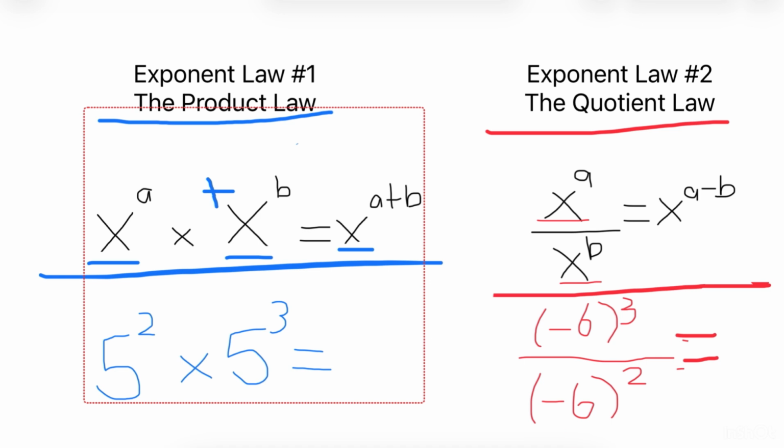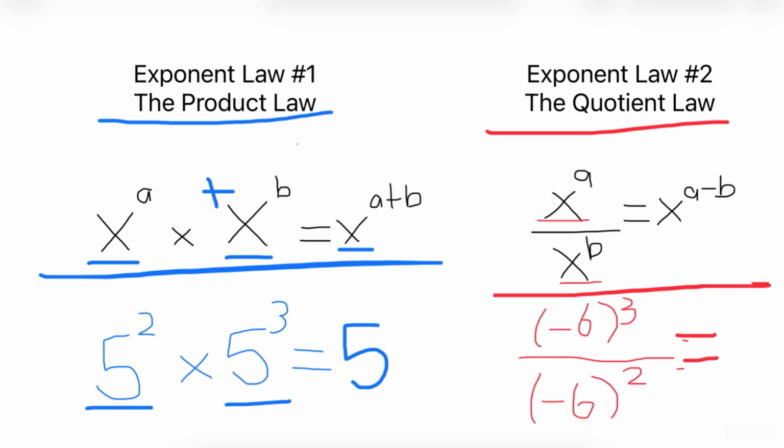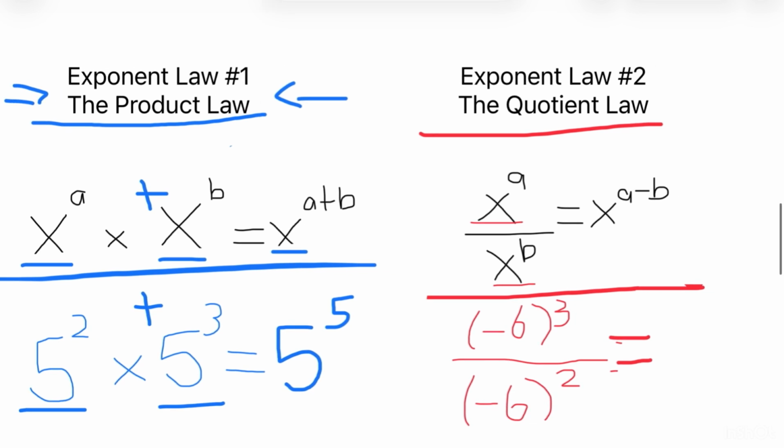So as you can see, you have 5 squared times 5 cubed. So how would you solve this question? First you can notice that both numbers have the same base, which is 5. So you know your answer is going to have 5. And according to the product law, when you're multiplying two numbers with the same base, you just add the exponents. So you do 2 plus 3, which is 5. So your final answer is super simple. 5 squared times 5 cubed is 5 to the power of 5. Super simple. Now let's go on to the next exponent law.